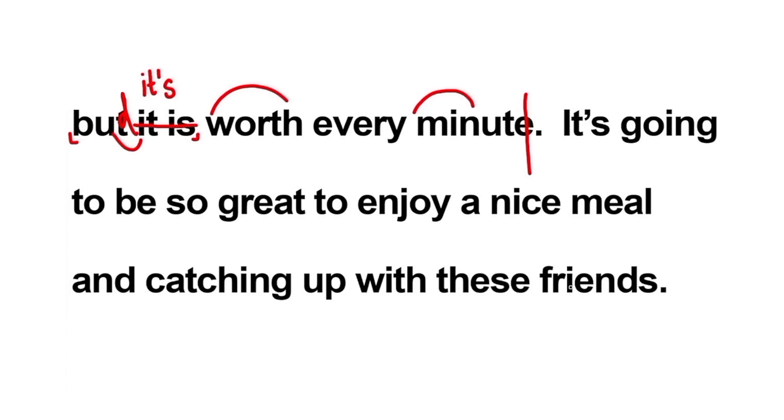It's going to be so great to enjoy a nice meal. Okay, we do have a couple reductions here, don't we? Going to, how did I pronounce that? Gonna. It's going to be so great to enjoy a nice meal.